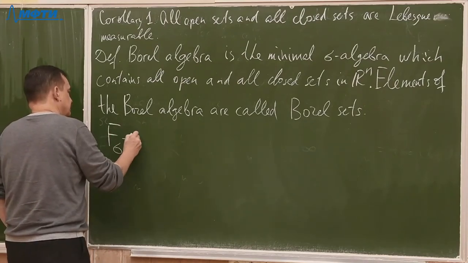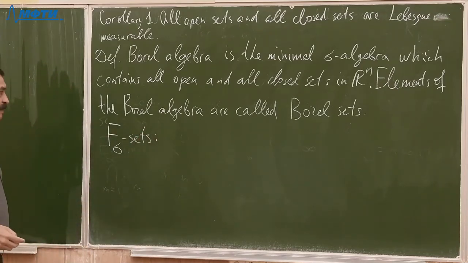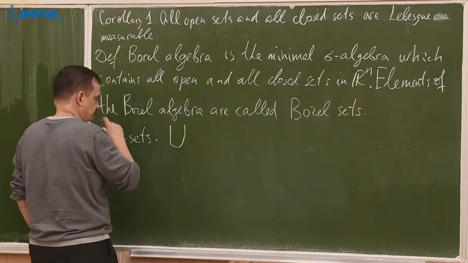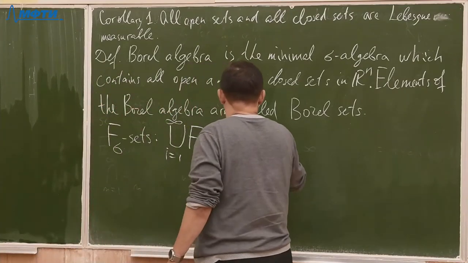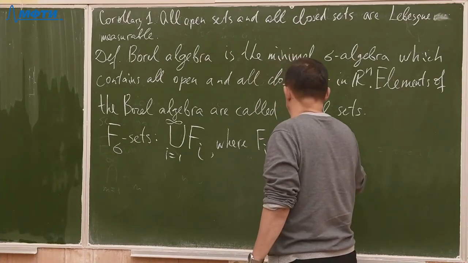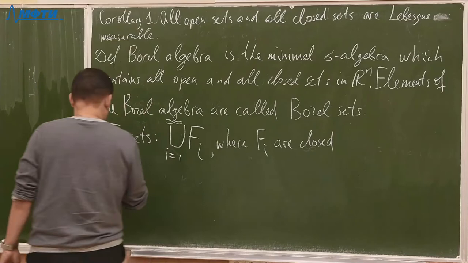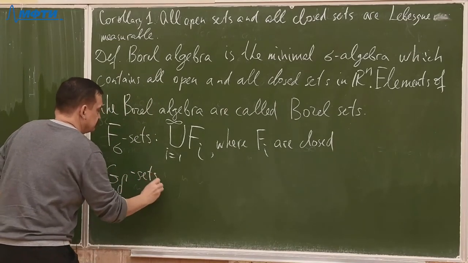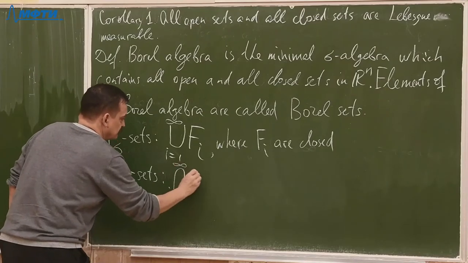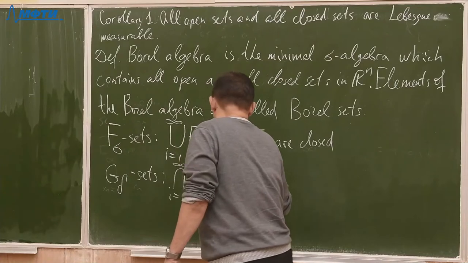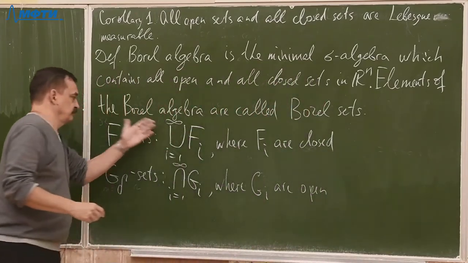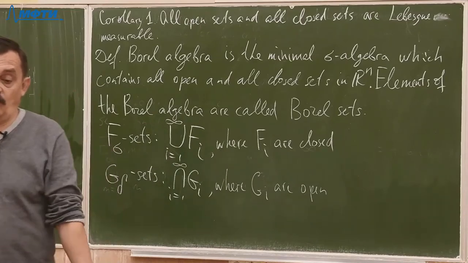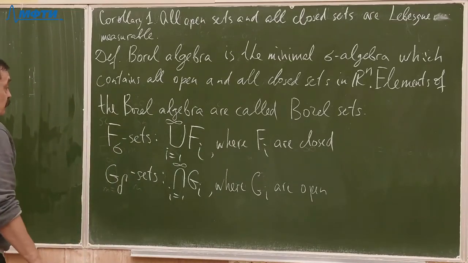What are they? These are countable unions of F_i, where F_i are closed. There are G delta sets, intersections of G_i, where G_i are open. So in general, there are F sigma sets which are neither open nor closed. And analogously for G delta.